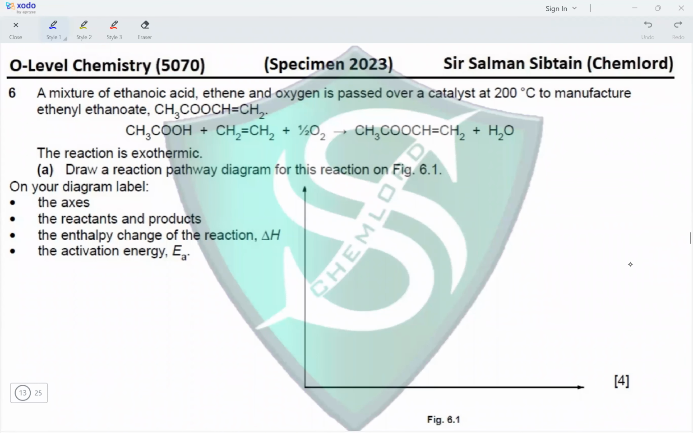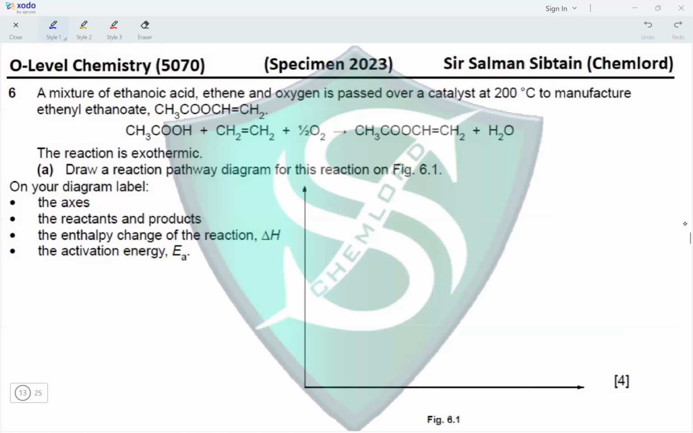Question 6. A mixture of ethanoic acid, ethene, and oxygen is passed over a catalyst at 200 degrees Celsius to manufacture ethenyl ethanoate, and the reaction is given over here. This reaction is exothermic. Okay. Draw a reaction pathway diagram for the reaction on figure 6.1. This axis that they have given us. On your diagram, label the axis, the reactants and products, the enthalpy change of reaction, and the activation energy.